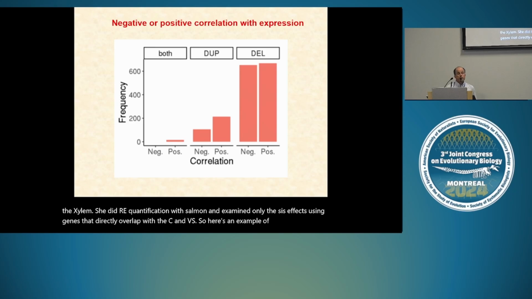So here's an example of results. She was interested in looking at whether there's been negative or positive correlation with expression. Our hypothesis was that there would be mostly a positive correlation of expression, but we didn't really find that to the extent that we thought we would. In terms of duplications, yes, there were a lot more that had a positive impact on expression, but there were also a fairly substantial number that had a negative impact on expression, which was not what we expected. The deletions were fairly equal in contrast.